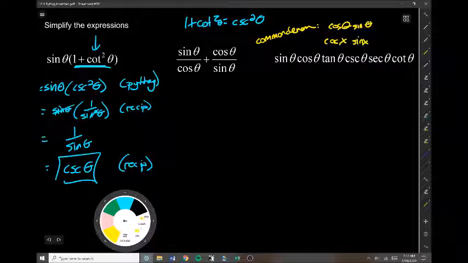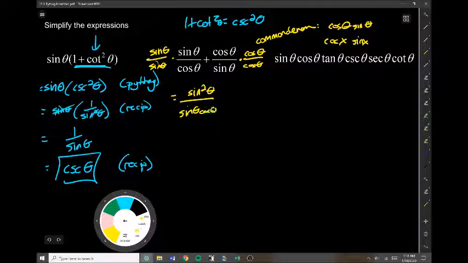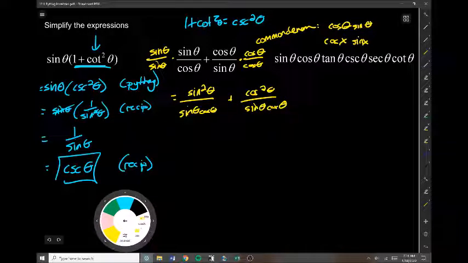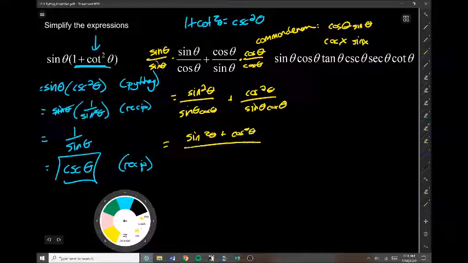But it's cosine sine. So I'm going to multiply this side over here by cosine over cosine, and the one on the left by sine over sine. And that's going to give me sine squared over sine cosine plus cosine squared over sine cosine. All that we've done so far is just algebra that doesn't need justifying. But because I have a common denominator, the numerators can combine. And we know that sine squared plus cosine squared is just 1.